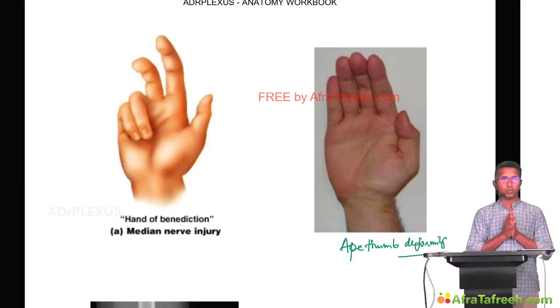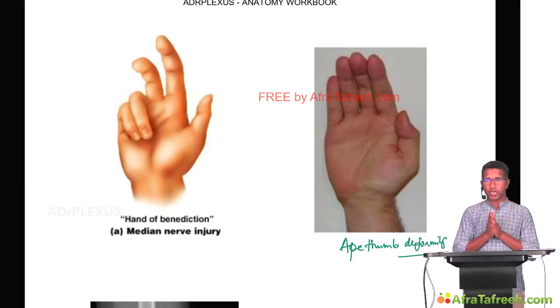Now, because the long flexors of the thumb, mainly the flexor digitorum superficialis, become weak, and the flexor digitorum profundus to the lateral two fingers becomes weak, the patient will have difficulty flexing the index finger and the middle finger. He will not be able to flex them properly. He can flex the other two fingers because flexor carpi ulnaris is working, but he will not be able to flex the two fingers here. So this results in a sign called the sign of benediction.